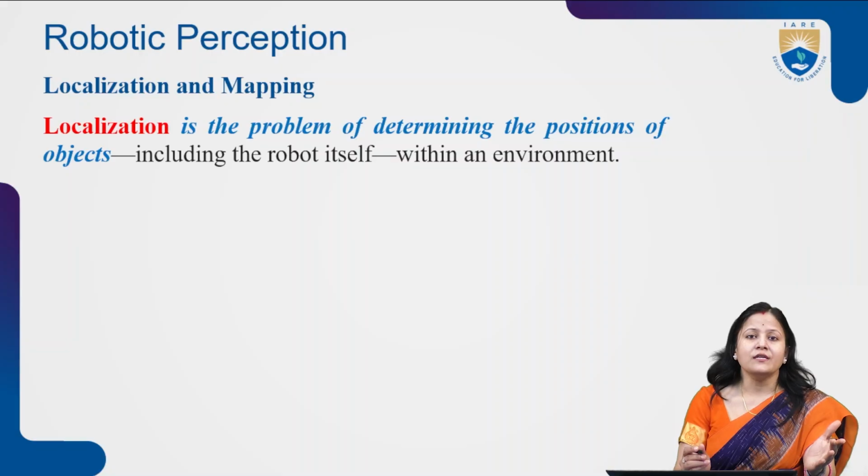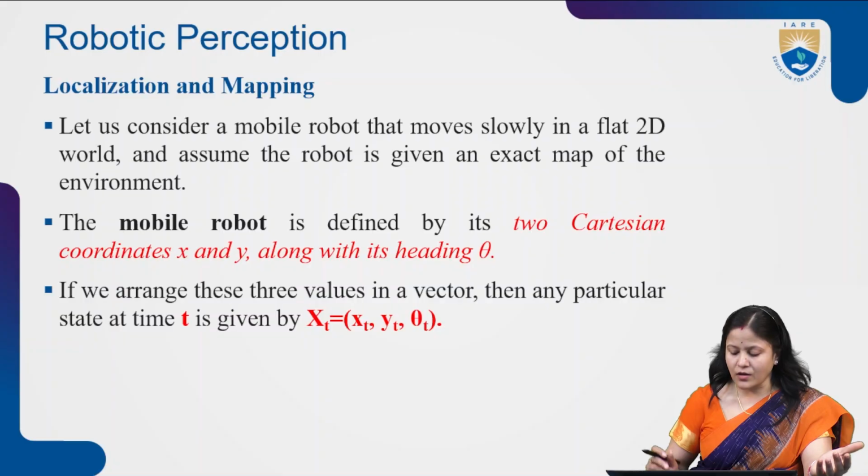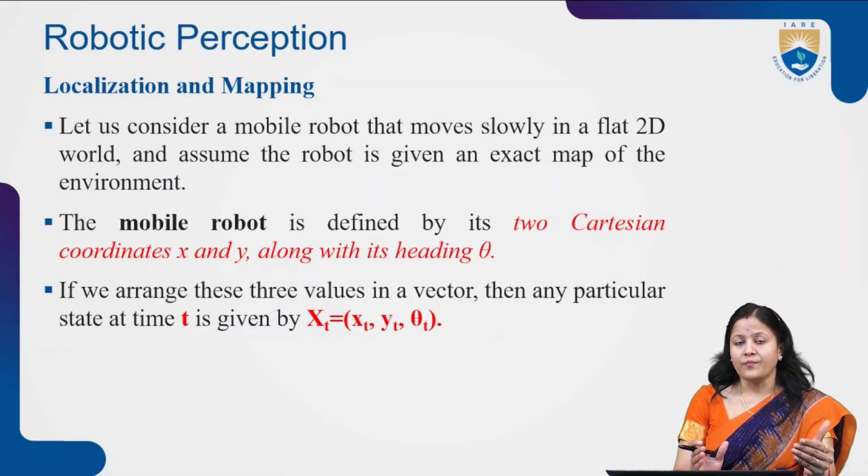So localization is the problem of determining the position of an object, including the robot itself, within the environment. That is called localization, where it is present. Now I will show you one diagram. Let me tell you the concept behind localization and mapping. Let us consider a mobile robot. The robot which can move is called a mobile robot, that moves slowly in a flat 2D world, and assume the robot is given an exact map of the environment.